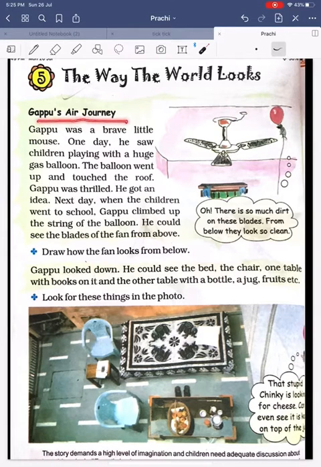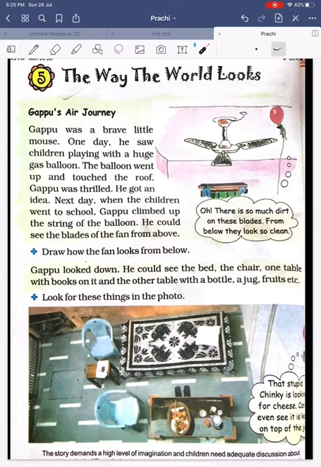Gappu's air journey. Now who is Gappu? Gappu is this small mouse. Okay. Gappu was a brave little mouse. One day he saw children playing with a huge gas balloon. Gas balloon आपने देखा होगा in the fair, शायद आपने खरीदे भी होंगे gas balloon.